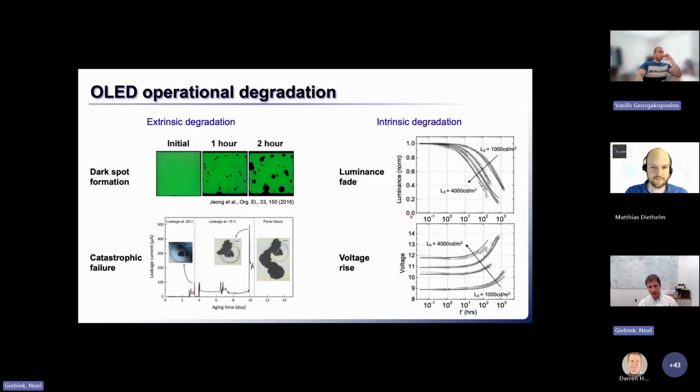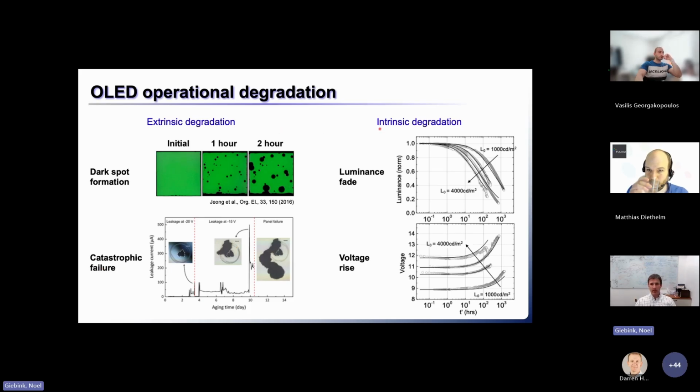When we think about OLED degradation, we usually divide it into two basic classes. The first is extrinsic degradation, and this is degradation due to things like fabrication and packaging. These are the things that you can control. Good examples are moisture-induced dark spot formation and particle-induced micro shorts and catastrophic failure.